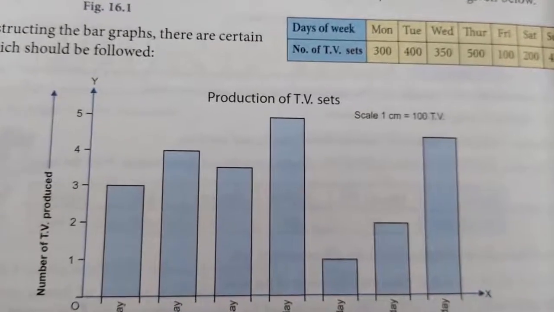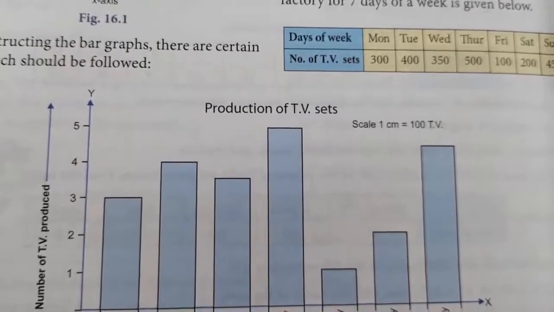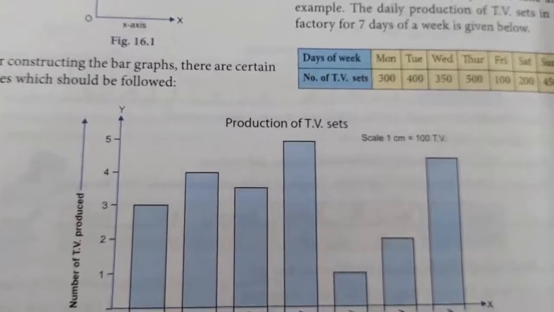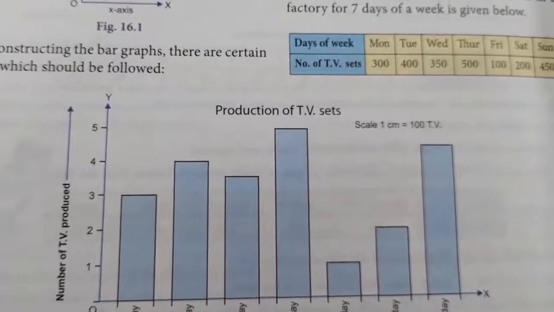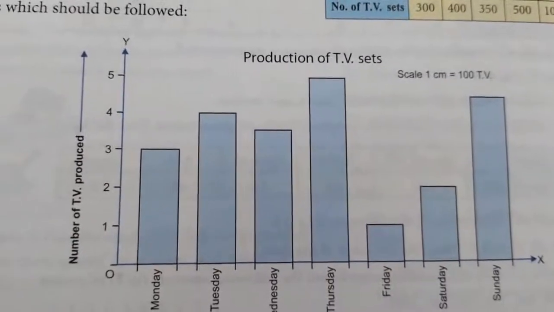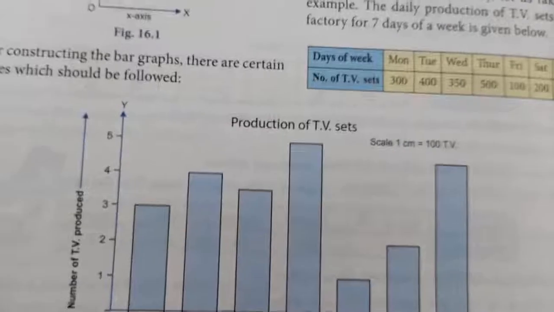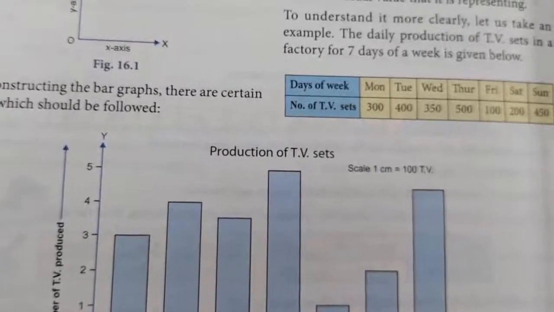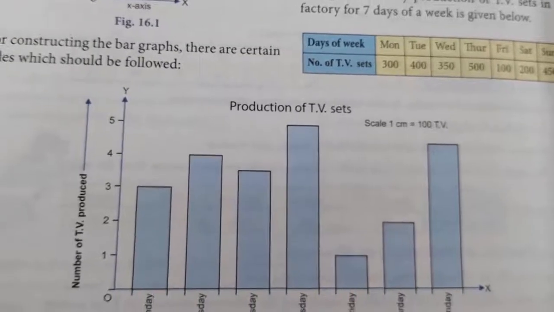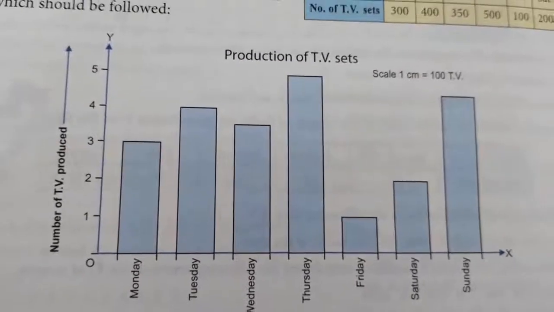Here we can see one more example: days of the week and number of TV sets. A company, maybe manufacturing, okay, Monday, Tuesday like this, and the number of TV sets. The number of TV sets in a factory in 7 days. It's the daily production of a factory or a company which is producing a number of TVs in a week, every day. See the information which we represented.